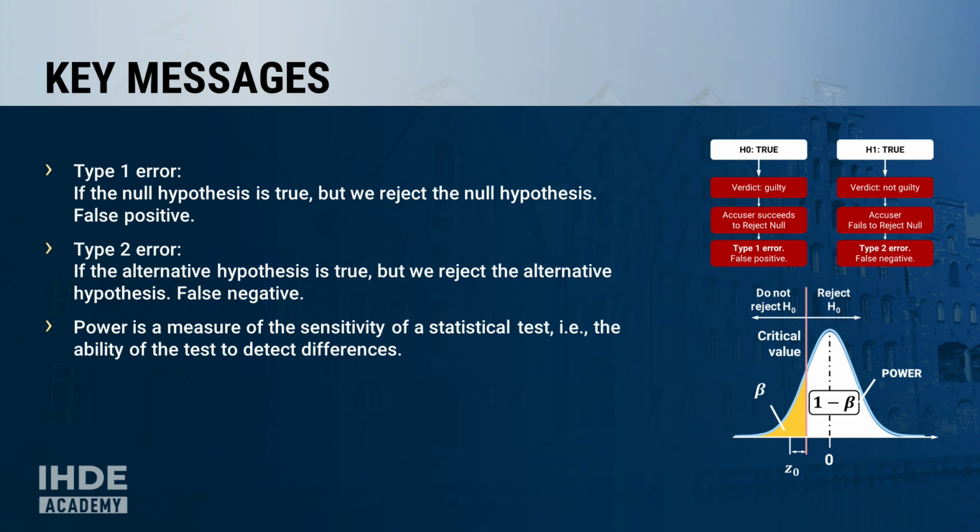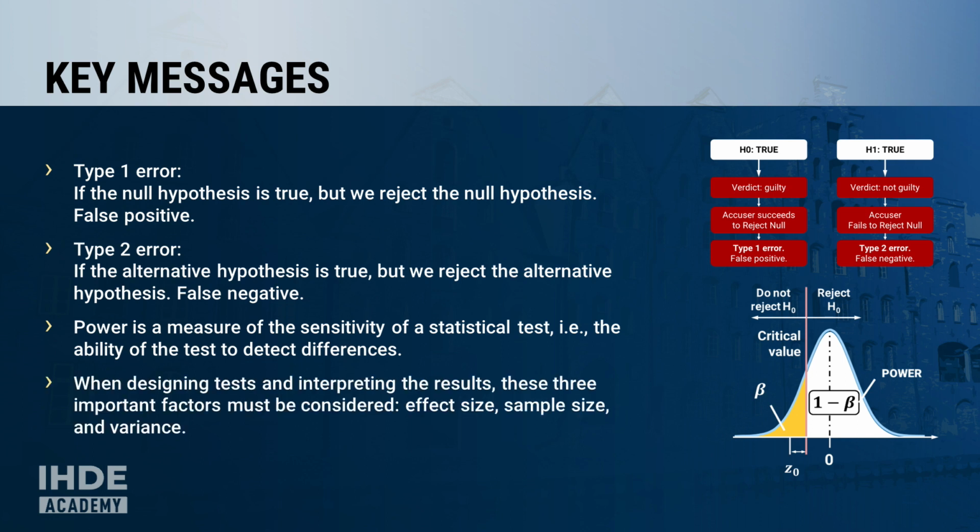Statistical power is a measure of the sensitivity of a statistical test, that is, the ability of the test to detect differences. And last but not least, when designing tests and interpreting the results, these 3 important factors must be considered: effect size, sample size, and variance.